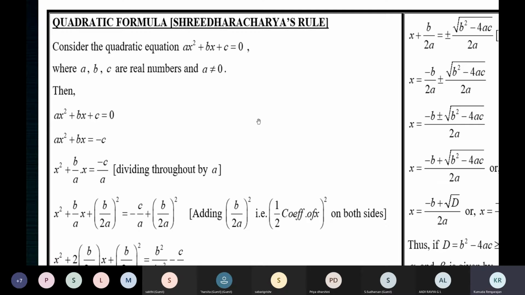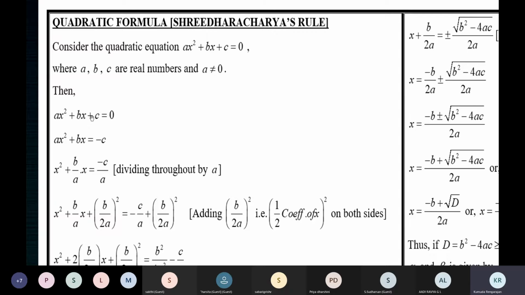So this is the derivation of the quadratic formula. Consider the quadratic equation ax squared plus bx plus c is equal to 0. Here a, b, c are real numbers and a should not be equal to 0. So take it up here: ax squared plus bx plus c is equal to 0.